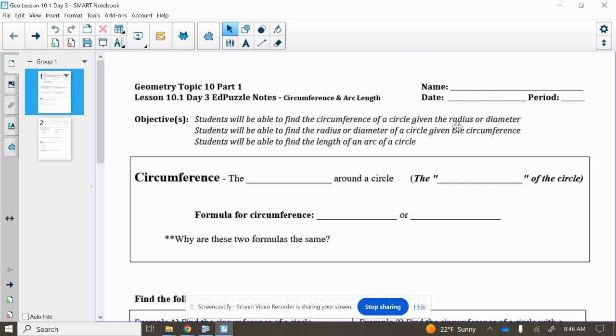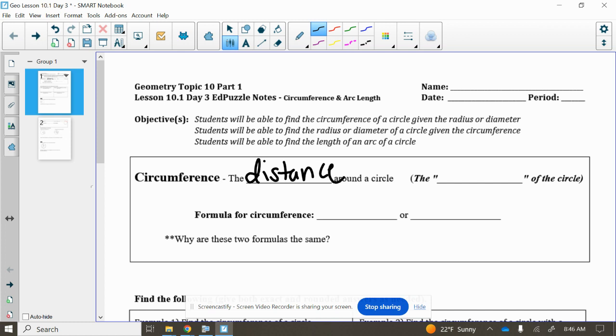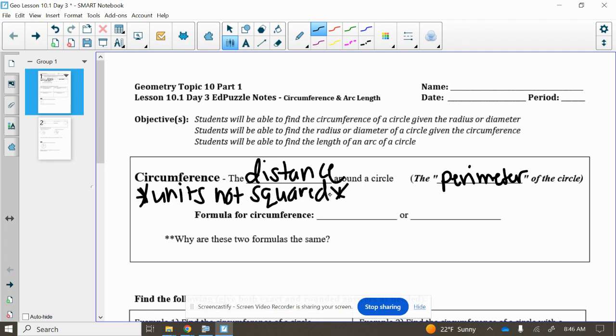Today we are going to talk about circumference and arc length. The circumference of a circle is the distance around a circle. It is essentially the fancy word for the perimeter of a circle. And when we find the circumference, similar to perimeter, we are using units, not squared, not cubed, any of that. It's just in units. Just like the perimeter is 32 feet, it would be 32 feet still within our circumference.